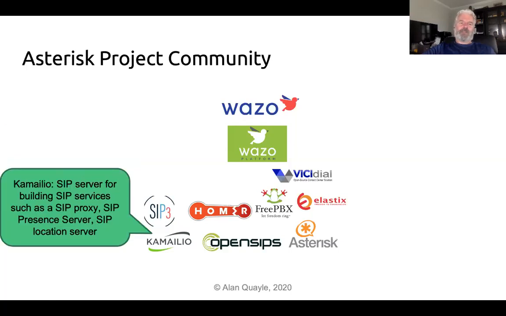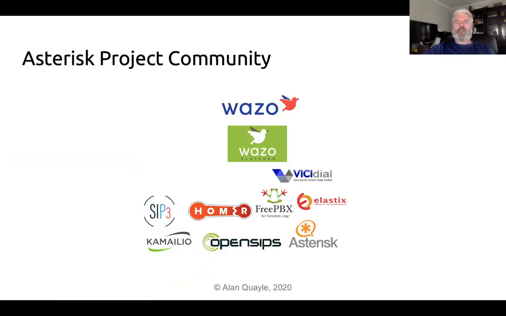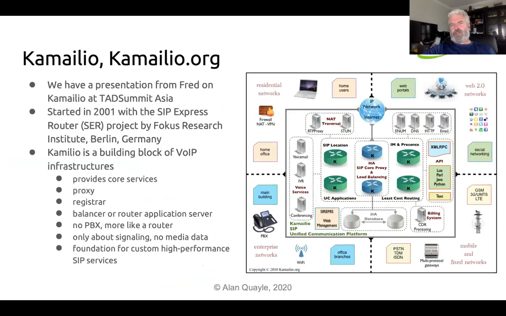Kamailio is the SIP server for SIP services such as SIP proxy, SIP presence server, SIP location server. Think of it as a highly scalable front end of any communication infrastructure. This does the load balancing, it does the routing, so that you can route calls and services to a number of Asterisk instances. And OpenSIPS is very similar. So that hopefully gives you a feel for the community. There's people that hop between many of these projects that contribute across the projects.